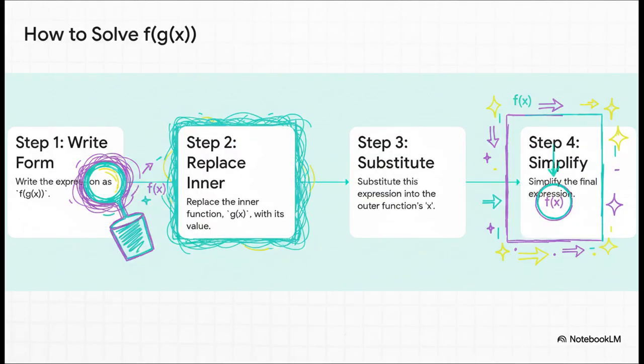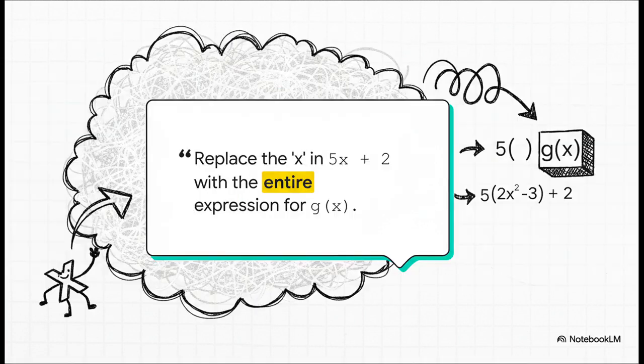Here is our game plan, and it all comes back to that inside-out rule. In step 2, you see we find the inner function, g of x. Then, in step 3, and this is the magic move, we take that entire expression and substitute it into the outer function, f of x. This is the exact moment where the two functions really combine. And this right here is the whole ball game. Look at our f of x function, 5x plus 2. To find f of g of x, we're literally going to take out that x and replace it with the whole block that is g of x. So our new expression becomes 5 times (2x squared minus 3) plus 2.